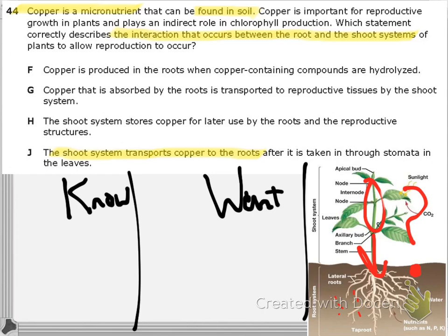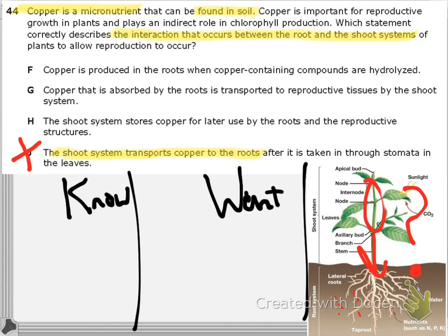So why would it be found in soil, get stored up in the shoot system, and then get transferred back down to the root system? Even if it was true, it would be incredibly inefficient. That doesn't really make much sense, so we can knock off J. J makes no sense, done. Right now we've driven our chances up. If we were to completely guess, we went from a 25% chance to about 33%. So we're moving in the right direction.